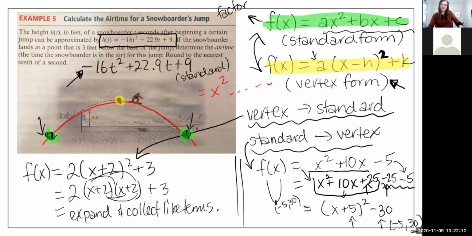Now, the other thing for standard to vertex is sometimes it's not as nice as this, right? This was a very convenient example. I chose it just to illustrate a simpler example. But if we're looking at something like this, right, that gets a little more complicated to do the completing the square process.